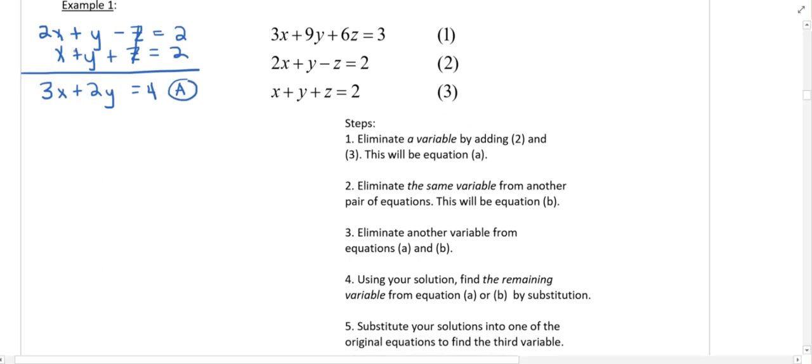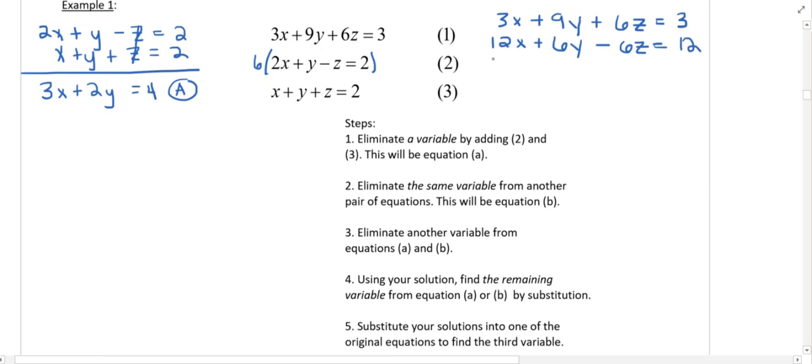Then the next thing you need to do is you need to use equation 1, because you have not used that yet. And you need to eliminate a z again. So I'm going to take equation 2, but in order to eliminate the z's, I need to multiply this by 6. Okay, so 6 times 2x is going to give me 12x. 6 times y is going to give me a 6y. 6 times negative z, negative 6z. And 6 times 2 is going to give me 12.